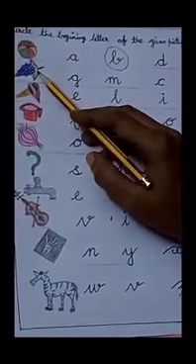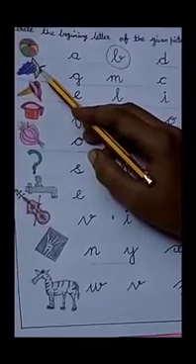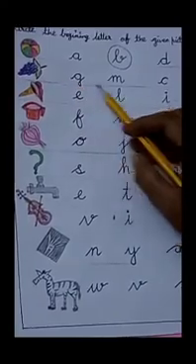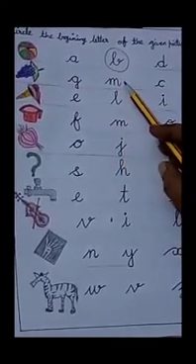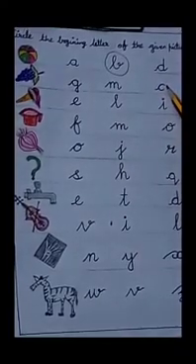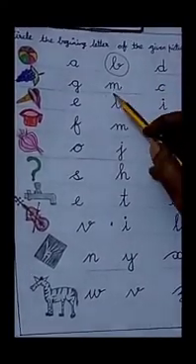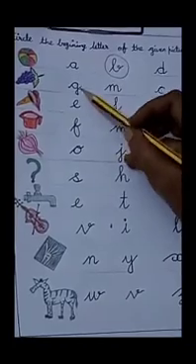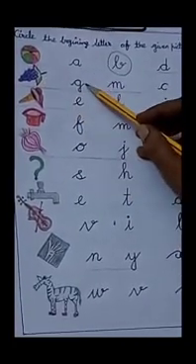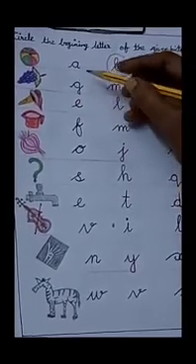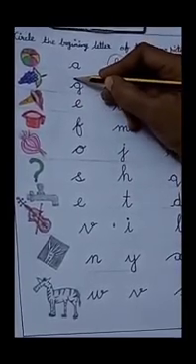What is this picture? It's a grapes. What are these letters? G, M and C. What is the beginning letter of the grapes? It's G. So we will circle the letter G.